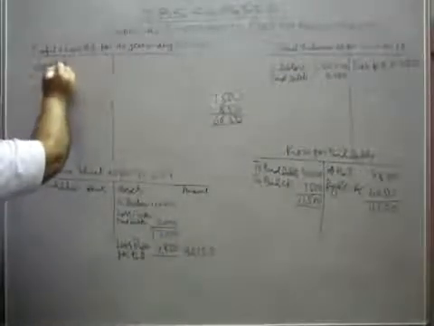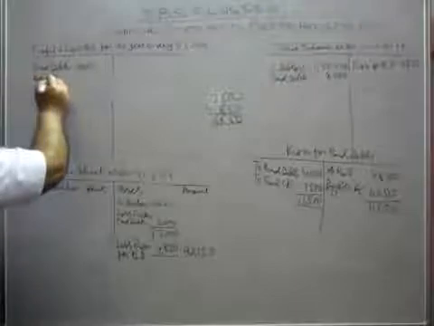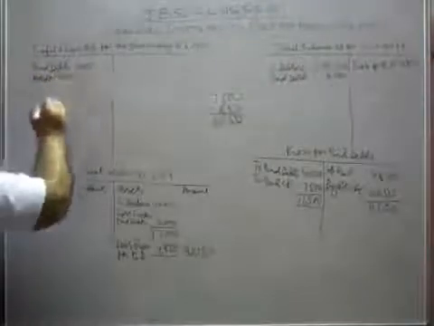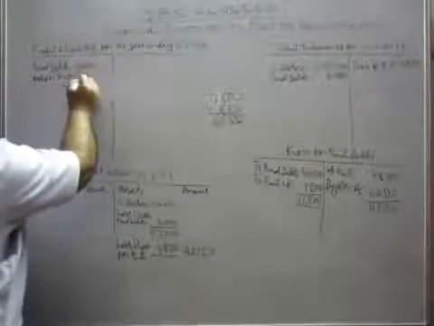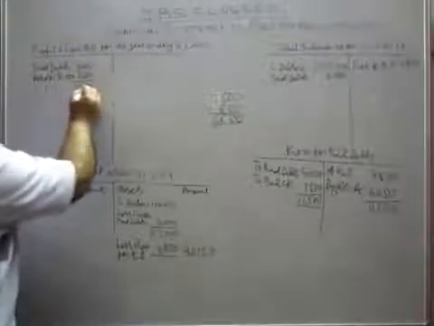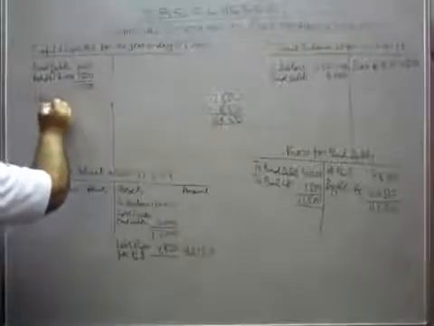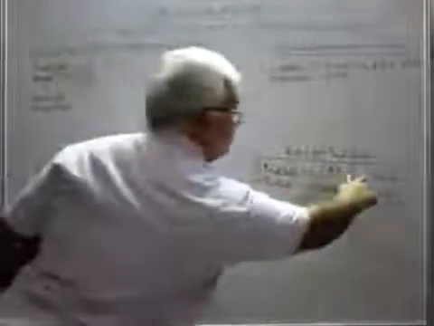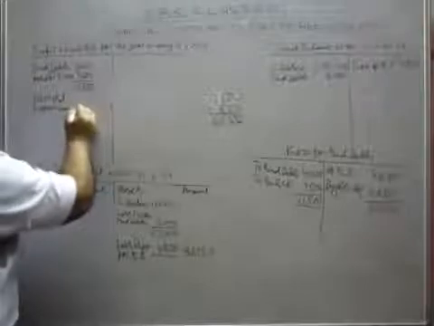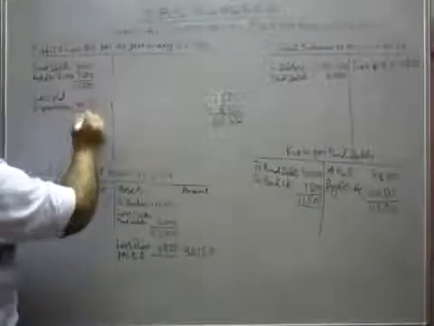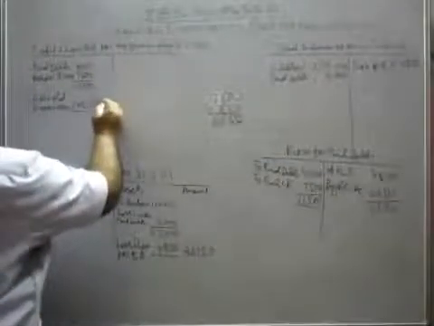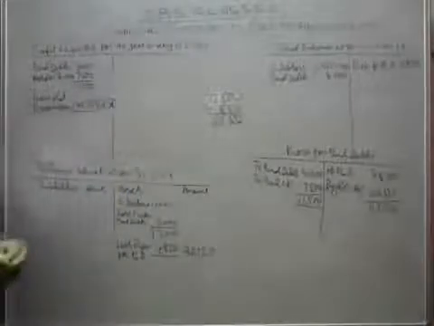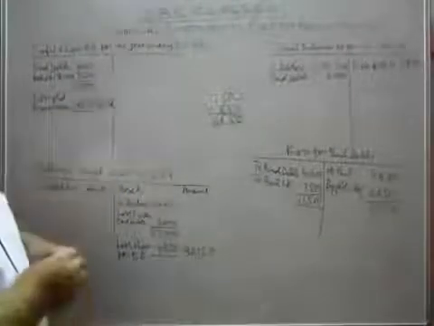Bad debts 4,000, add new provision is 7,500, less old provision. How much is our old provision? 4,850. And the net figure we will show in the outer column will be 6650. This is the way we present our provision for bad debts.